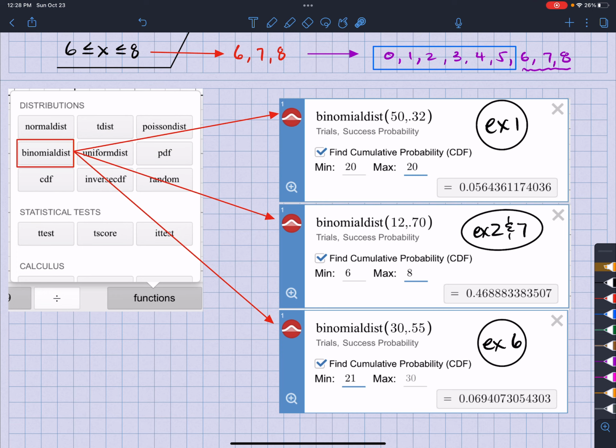All right. So you don't have to worry about PDF or a CDF with the Desmos. However, with the TI-84, you do have to worry about whether you're using a PDF or a CDF.